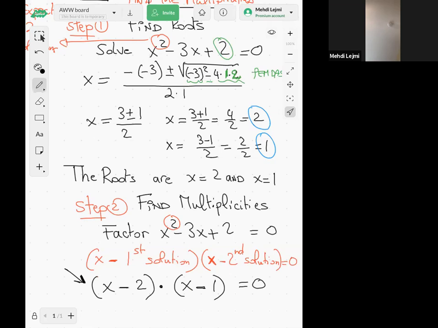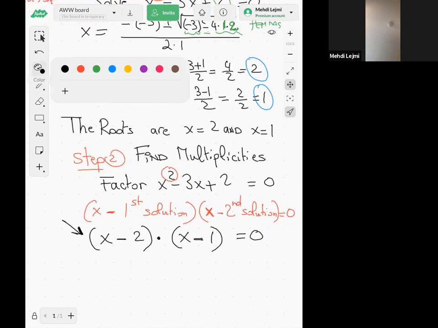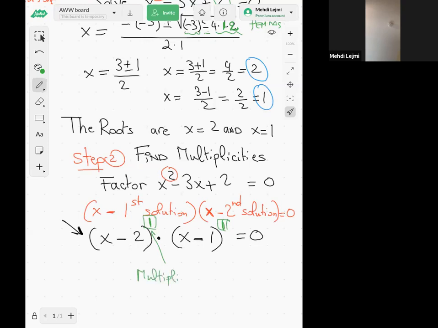All right. So what will be the multiplicities of the solutions then? So you see here, it's x minus 2 to the power 1, right? This is power 1, and x minus 1 to the power 1. So this would be the multiplicity of 2, right? And this is the multiplicity of 1. It's just the power of x minus your solution.